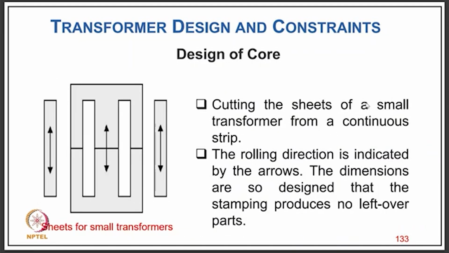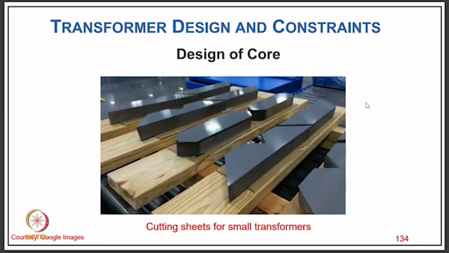So you can see the sheet for a small transformer, the laminations, cutting the sheets of a small transformer from a continuous strip. The rolling direction is indicated by the arrow, and dimensions are so designed that the stamping produces no leftover parts, or wastage is minimum. So this is how cutting steel for a small transformer looks like.